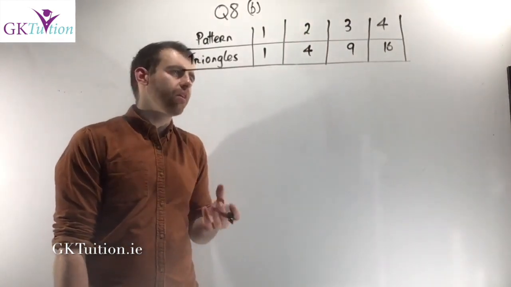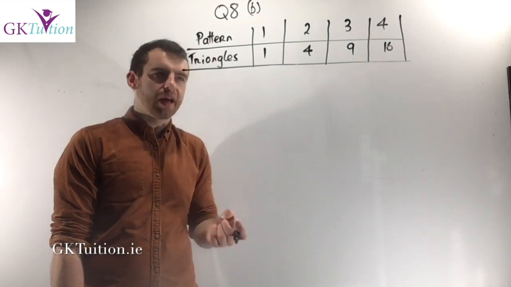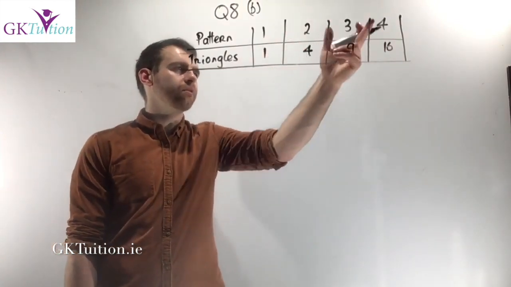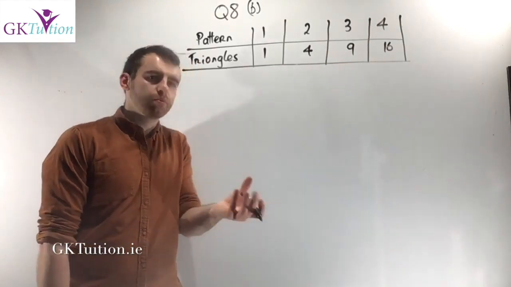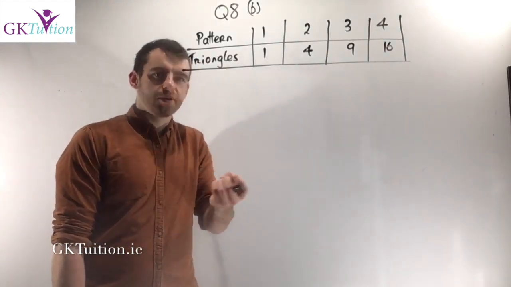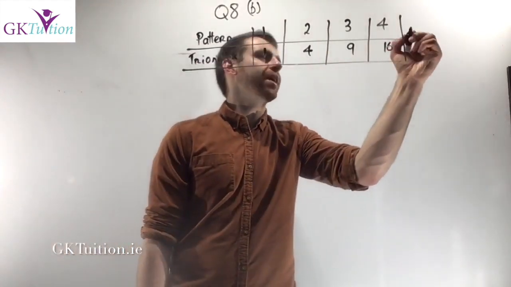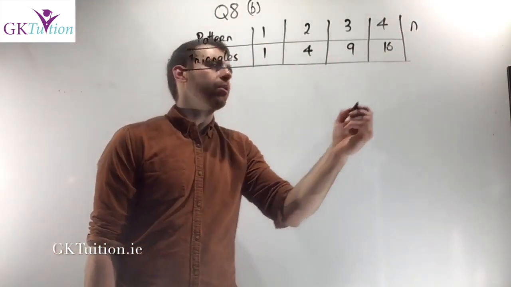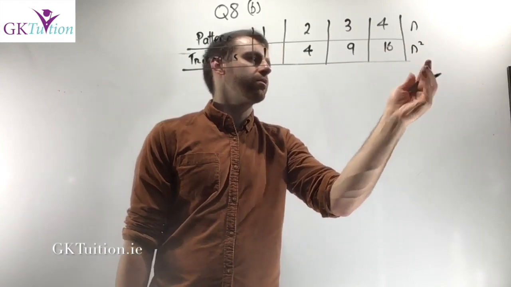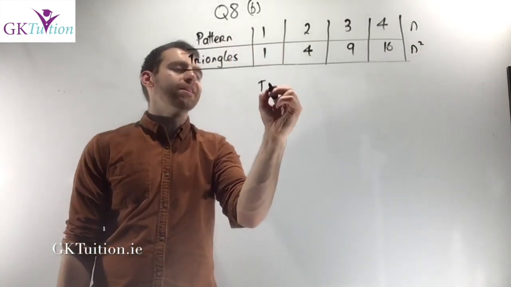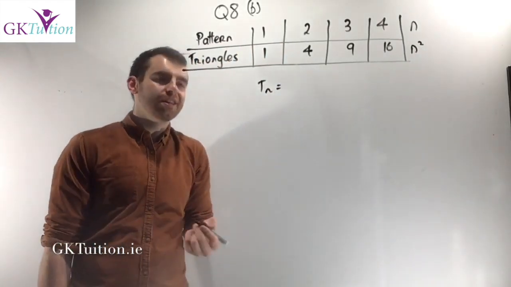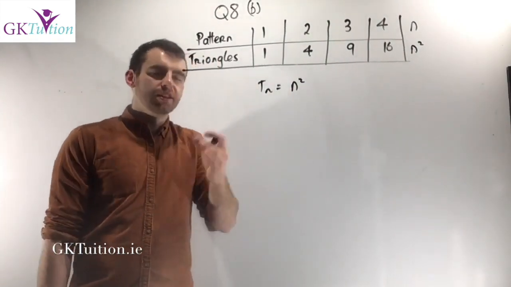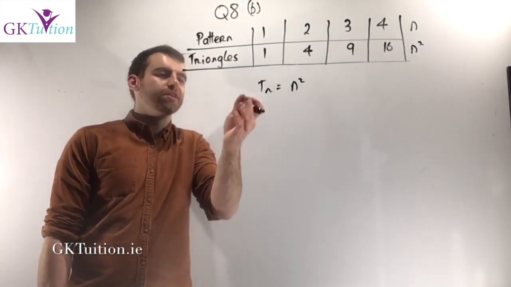You should realize that all we're doing in each case is squaring that number. 1 squared is 1, 2 squared is 4, 3 squared is 9, 4 squared is 16. The next one would be 25, the next one would be 36. I want to know what would the nth one be. If there was n, pattern number n will have n squared triangles. So that's all we're looking for. We could say Tn, the number of triangles in the nth pattern, is just n squared. You don't have to use the terminology Tn, you could just say n squared, but that's usually the way we'd write it.